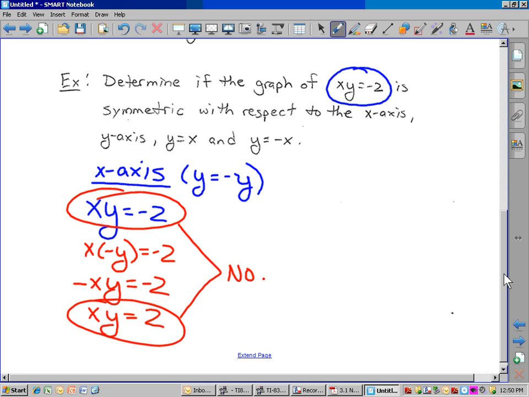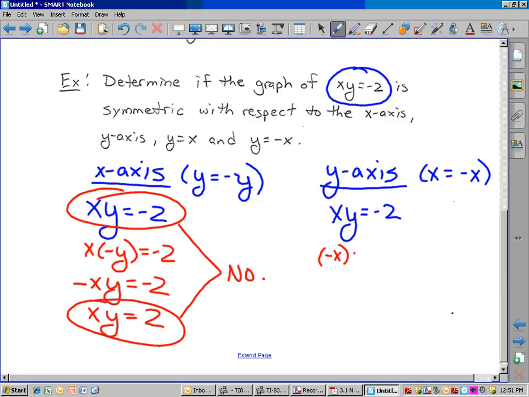So that's the x-axis. Let's do the y-axis. What was the test for that? x to -x. Okay, here's the original. And now I'm going to make a substitution. x becomes -x.